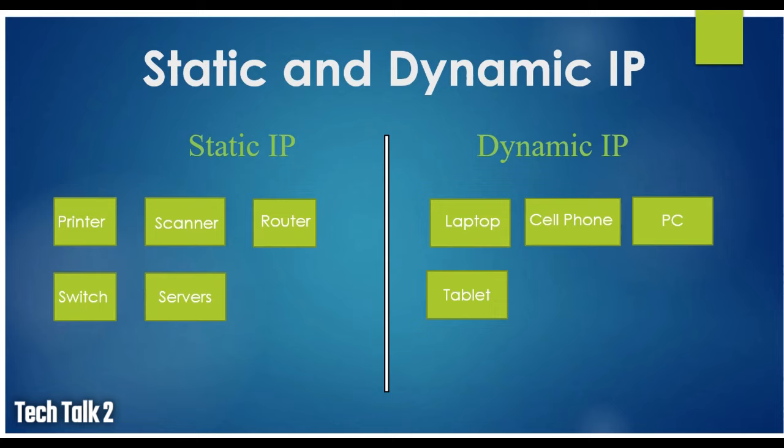Typically for static IPs, we use printers, scanners, routers, switches, and servers. Devices that don't need to change their IP, they need to stay the same so we can get to them. On the other end, we have dynamic IP. Things like laptops, cell phones, PCs, tablets, devices that connect to the server or the network. They need to have an IP that changes.